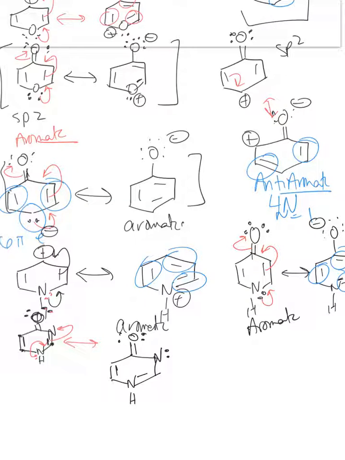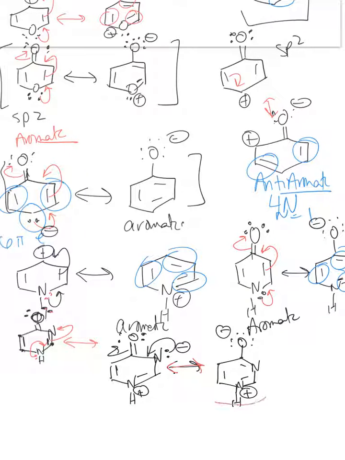Okay, so now you have your 1, 2, 3. We'll just go ahead and put those there, because they can move because they're in a pi system. And then we redraw this. As you can see, we do have the plus and the minus, and the plus and the minus. Okay, so this is a resonance structure, and this is a resonance structure.